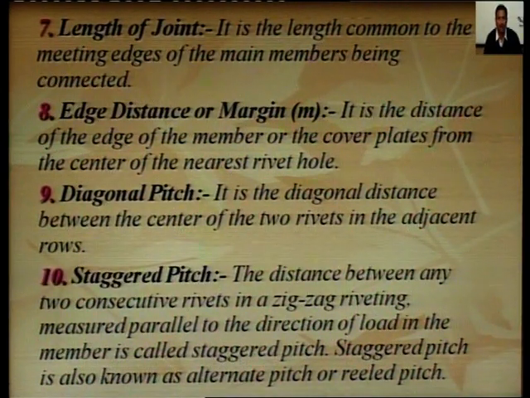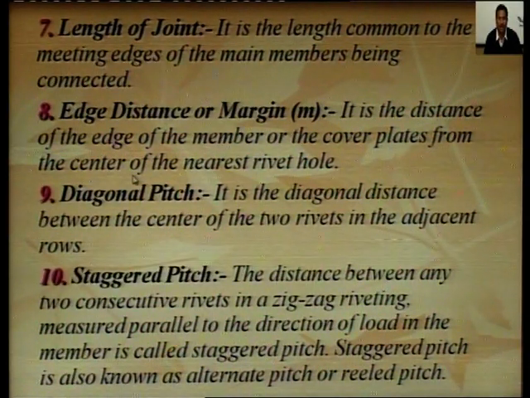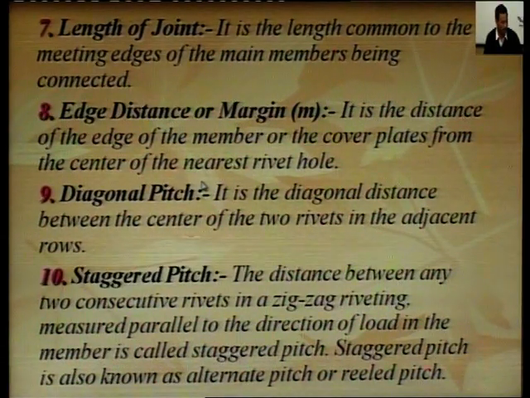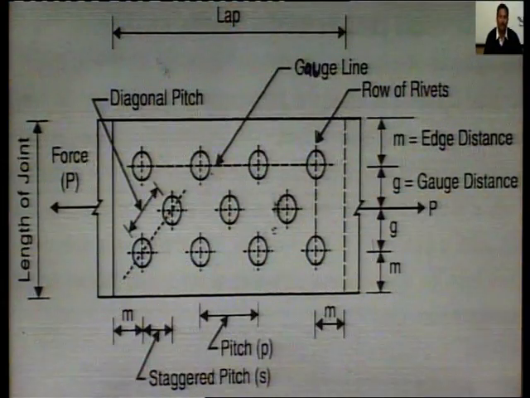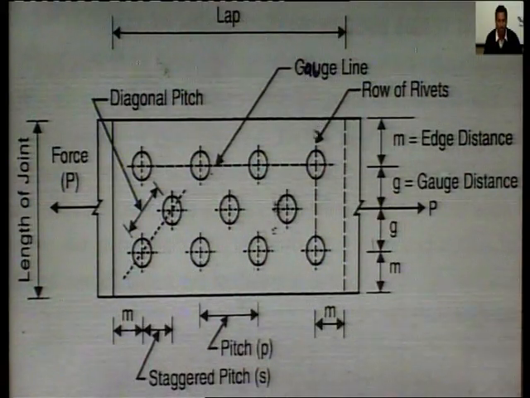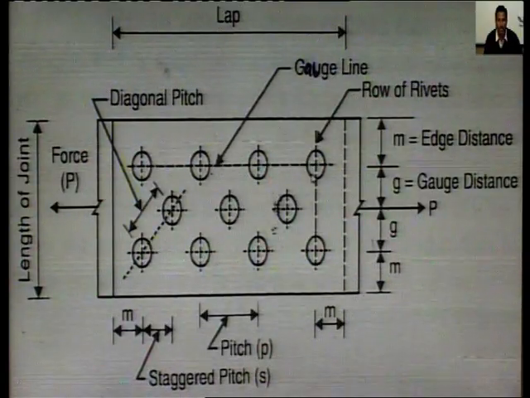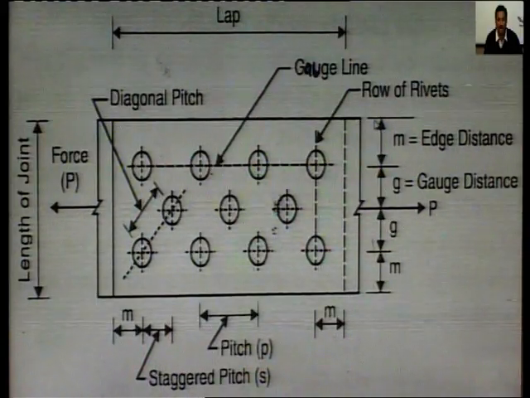Edge distance or margin M. It is the distance of the edge of the member or the cover plate from the center of the nearest rivet hole. So, the distance between the edge of the member and the center of the extreme rivet hole is called edge distance or margin, and it is denoted by M. So, this distance is called edge distance.